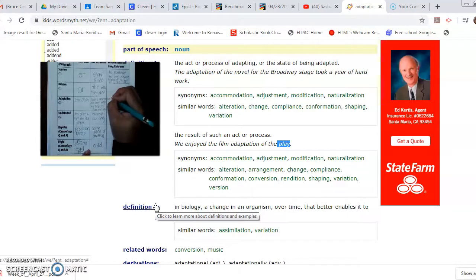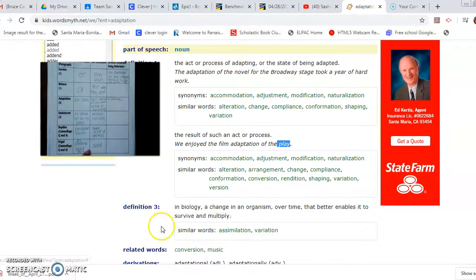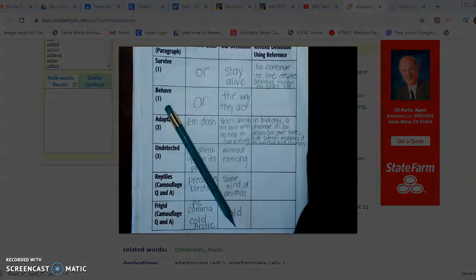In biology, so I'm just going to copy it just like what it says. So it's pretty easy, boys and girls. You just type in the word that we're looking for, and you just copy the definition that matches. And you might have to kind of squeeze it all in there or write really small. That better enables it. I'm writing even outside of the boxes. To survive and multiply. So there we go, you guys.